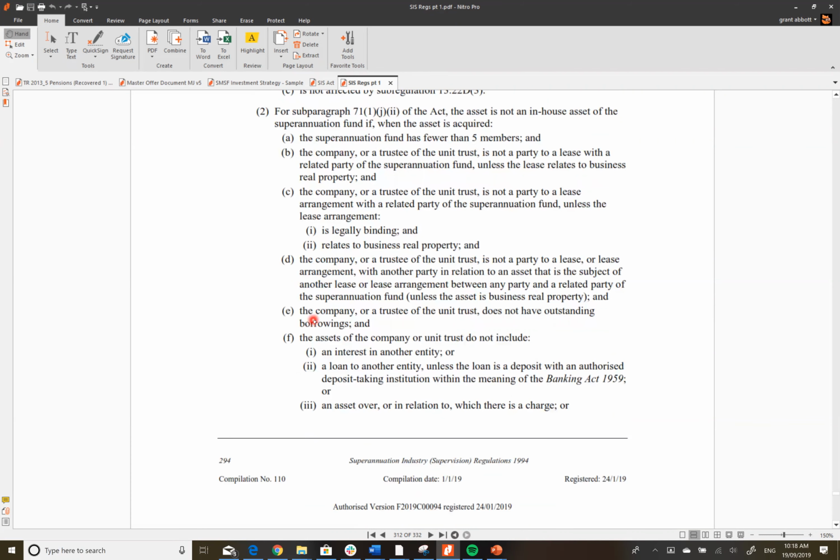E is an important one. The company or a trustee of the unit trust does not have outstanding borrowings. We might as well highlight that. So it doesn't have any outstanding borrowings. You've got to be very careful, no overdrafts, etc., in relation to this. In fact, this is not a bad vehicle. We'll have a look at it anyway.